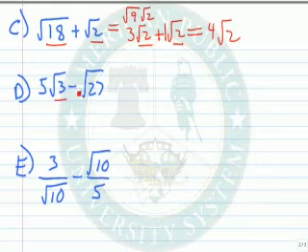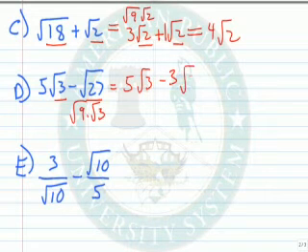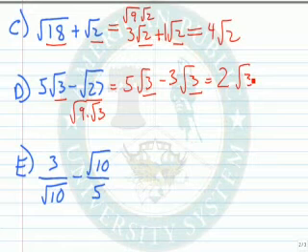5 times the square root of 3 minus the square root of 27. Once again, 27 and 3 is not the same. The square root of 27 we can write as the square root of 9 times the square root of 3. So we have 5 times the square root of 3 minus the square root of 27. Let's see, the square root of 9 is 3, so 3 times the square root of 3. Notice once again the radicands are the same. 5 minus 3, so we have 2 times the square root of 3.